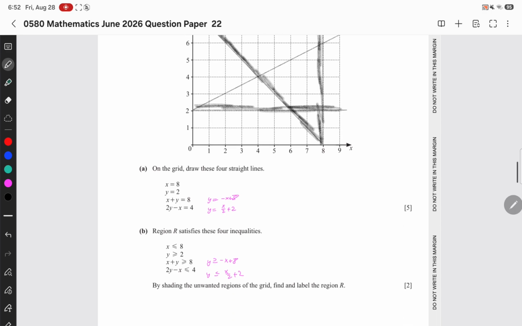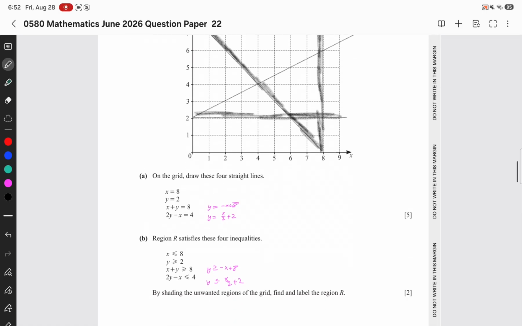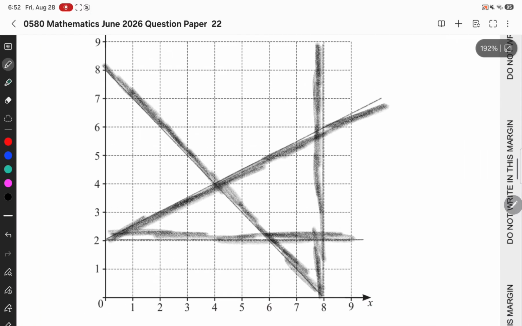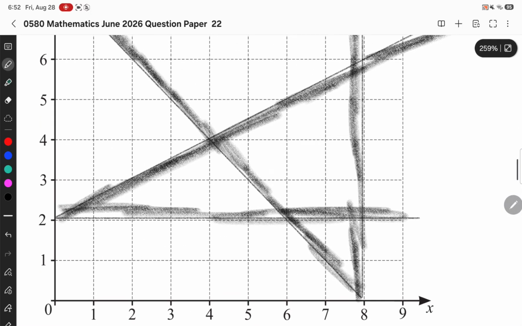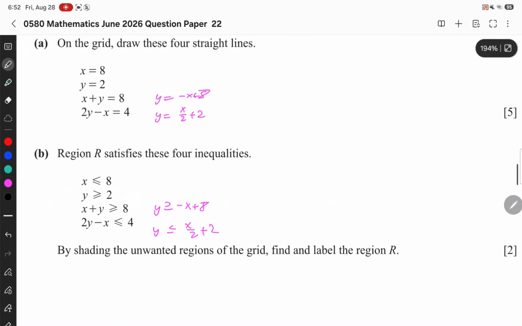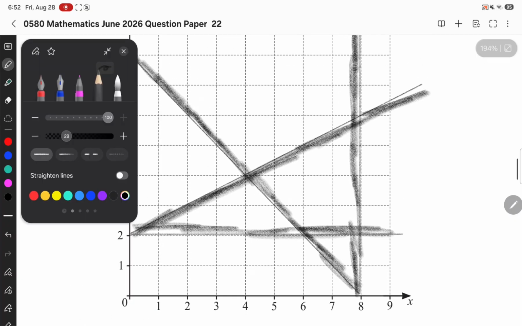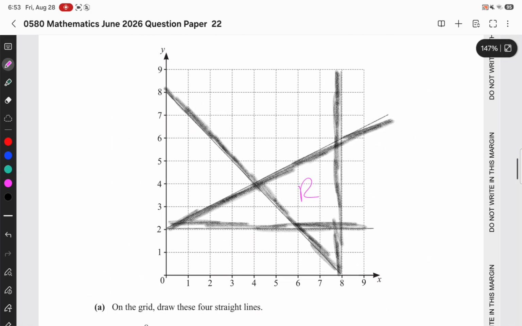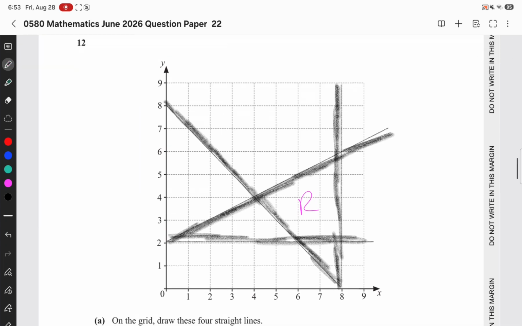And x over 2 plus 2 is less than. Nice. So these are the regions we want. These regions are what define R. But we want to shade the unwanted region. We do not want R, we do not want the others. We want only R, so let's shade the unwanted regions carefully.